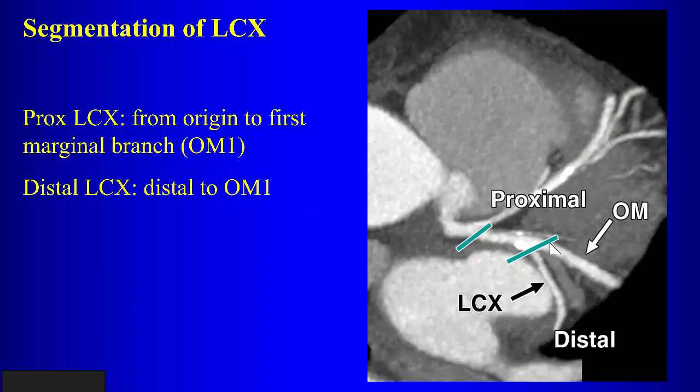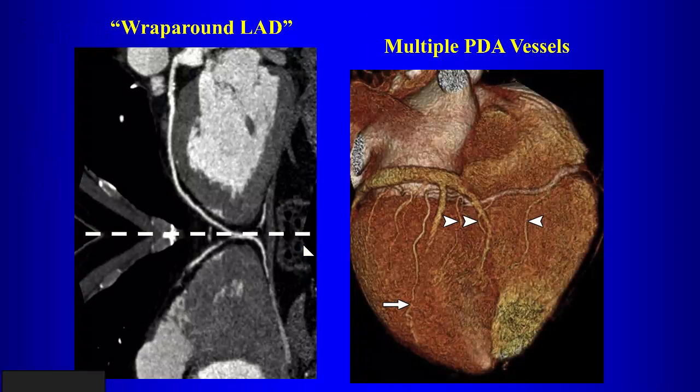And it is not unusual for the obtuse marginal branch here to be larger than the remainder of the circumflex coronary artery. So in a right dominant system, the circumflex coronary artery can be pretty small here after you've had the takeoff of the larger obtuse marginal branches from the circumflex coronary artery.